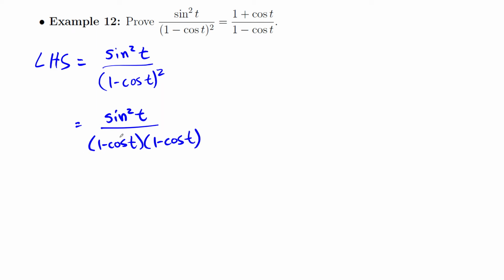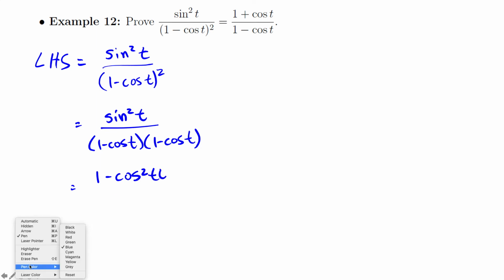But if I have any hope of making the right side, then I need something on top to cancel with one of these, and sine squared is not going to do it. It's got to be something involving cosine, right? But then we know that anytime I see sine squared, I can get a cosine. Oops, let me get my eraser here. I can get a cosine by just taking 1 minus cosine squared.